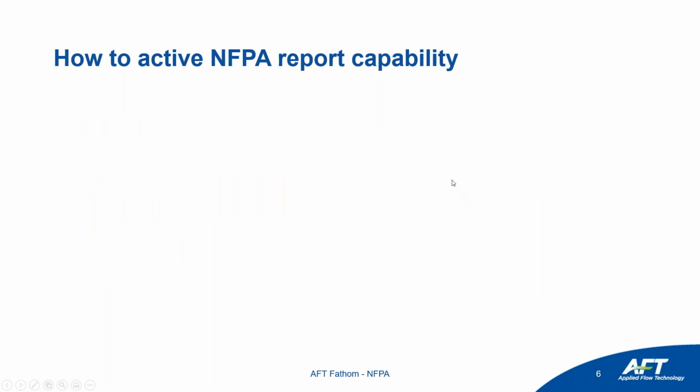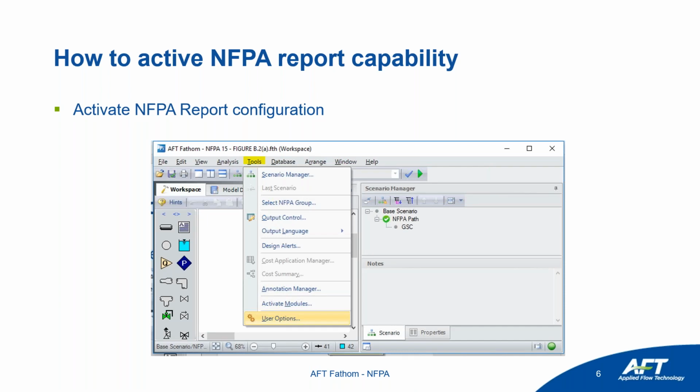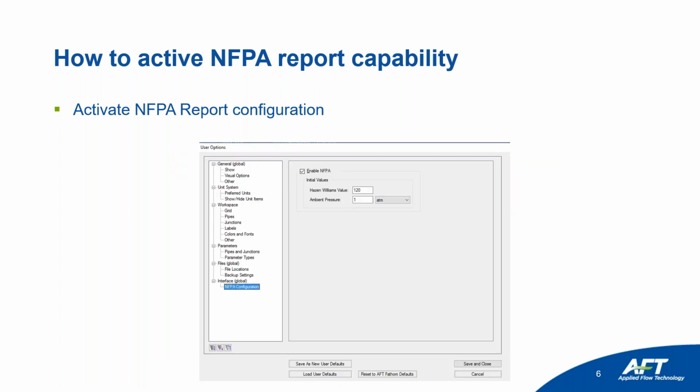AFT Fathom comes with an NFPA report by default, and you don't have to pay extra for that. But it's not activated. You need to activate it. So how do you activate the NFPA report capability? First, you need to go to Tools, and select User Options. Once you do that, it will bring you a screen and you select NFPA configuration and you select this box to enable NFPA. Here it will bring you the Hazen-Williams value that it will use by default, and you can change it if you need, if you want another default to be used.